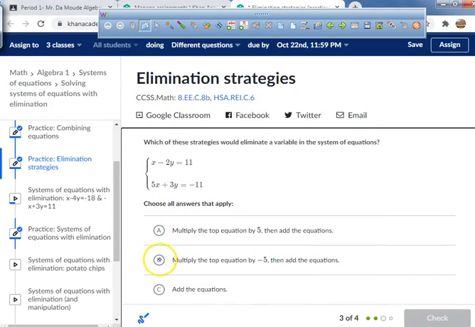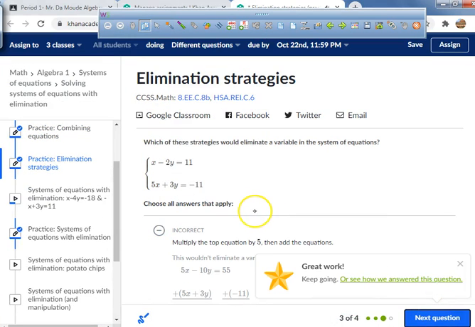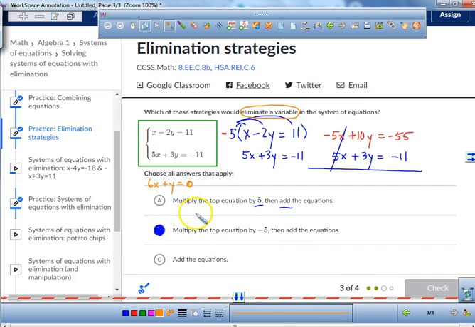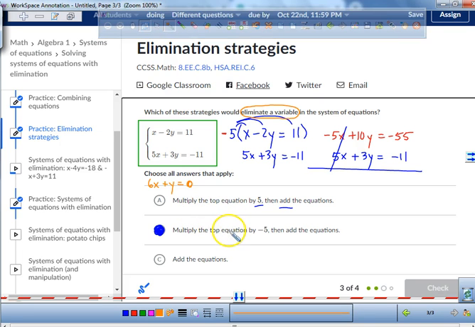Okay? And that's what you are doing on this. I'm not going to do any more. What do you have to do on these? You have to be able to simply read the directions and do what it asks you to do.